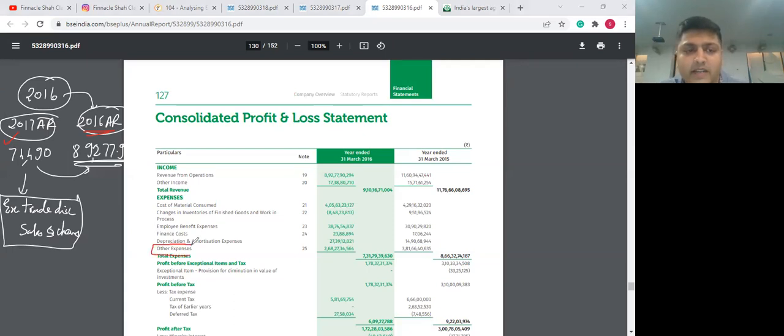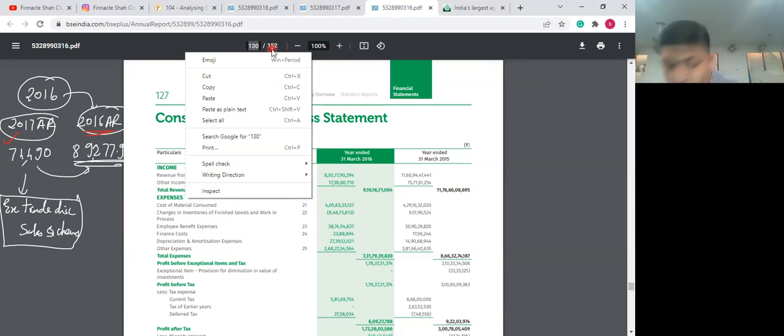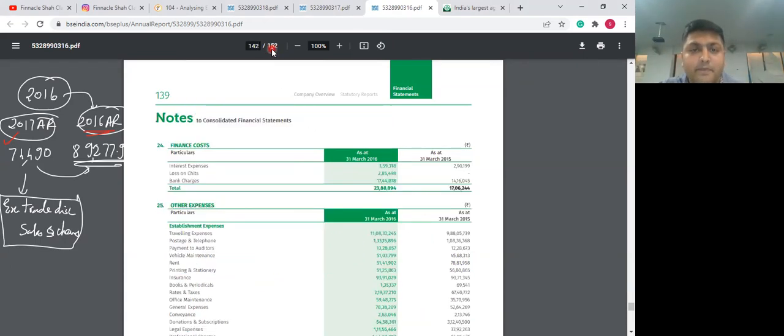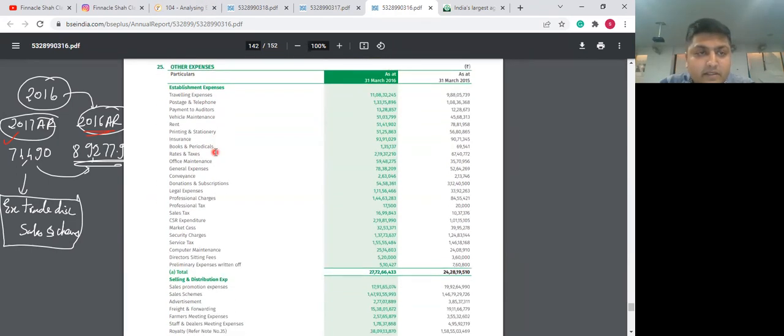Something which stands out is other expenses, because it could very well be part of other expenses. So let's open footnote number 25, which may very well have that trade discount or scheme discount figures. And this footnote number 25 is on page number 142, if I'm not wrong. Yeah. So as you can see, this is footnote number 25, other expenses. When you closely observe, you will see a sales scheme figure.